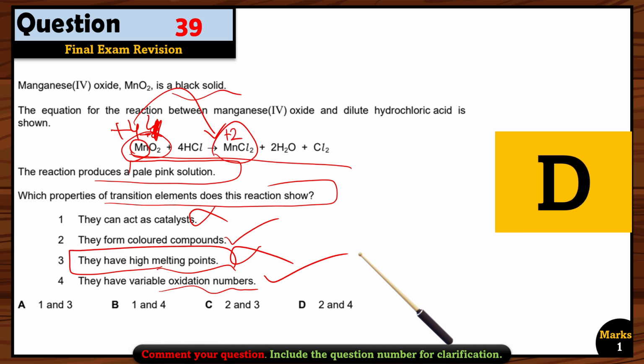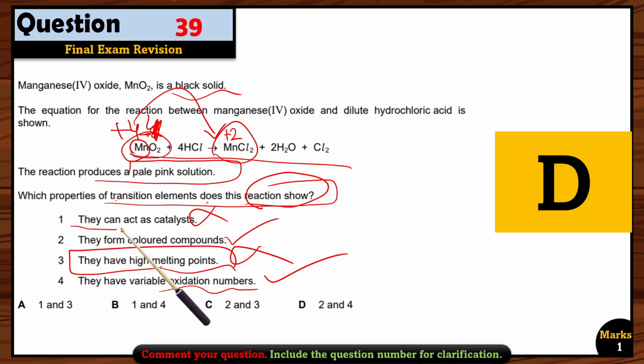So you don't have to answer out of the box. For example, some students will choose option 3. We already know that they have high melting points, but the question, if you see here, asks which properties of transition metals this reaction shows. So you have to answer according to this reaction.